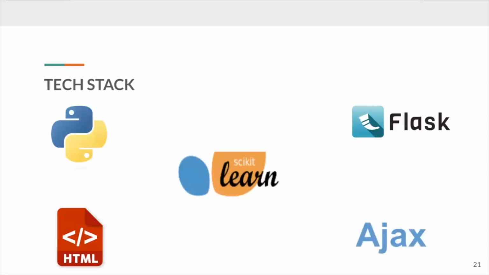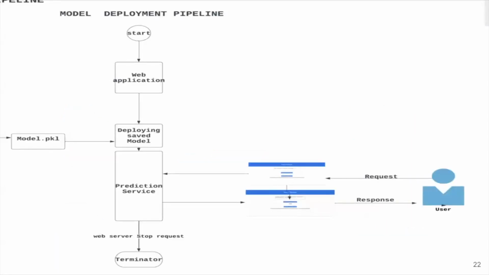Hi, in this project we built a web application in order to deploy the highest performing model so that people can use it. The tech stack we used here is Python, SQL, scikit-learn, HTML, Flask, and Ajax. If you see the model deployment pipeline, the model that we developed, the CatBoost one, we saved in a pickle file. We developed a web application that can read the model, and then we created a web interface that can read the request and send a response for it. If we stop the web server, we can terminate the entire application.